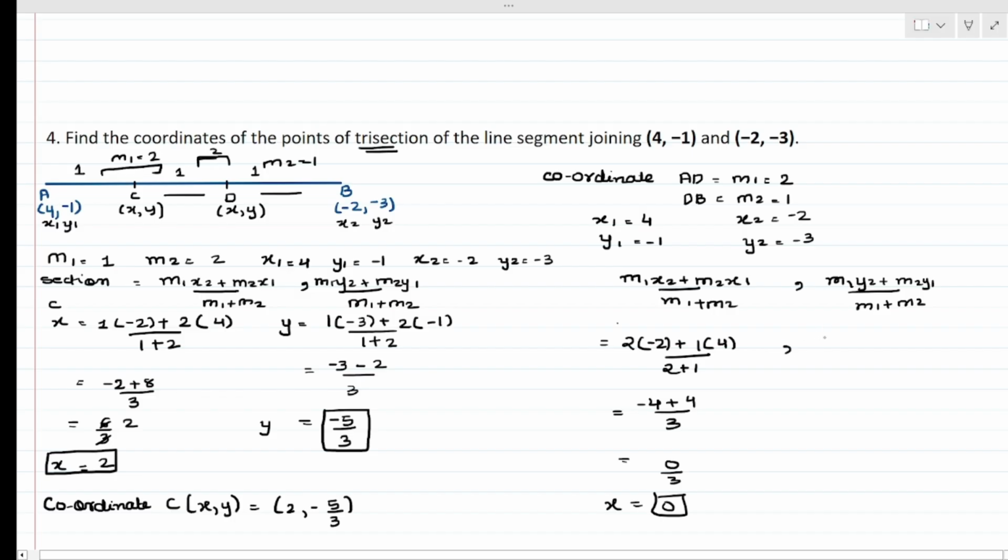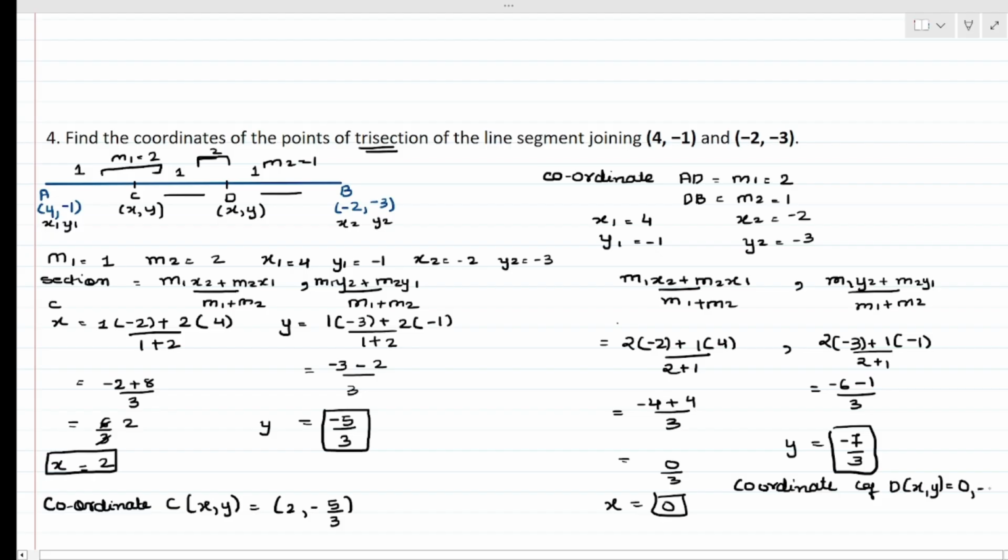Same way for y. Write down 2 times. What is my y2? Minus 3 plus 1 times minus 1 upon 2 plus 1, which is equal to minus 6 plus minus minus 1 upon 3. Minus minus plus, that means minus 7 upon 3. So my coordinate of y will be equal to minus 7 upon 3. So the coordinate of point D, x comma y, will be equal to 0 comma minus 7 upon 3. Okay, this will be your answer for D.